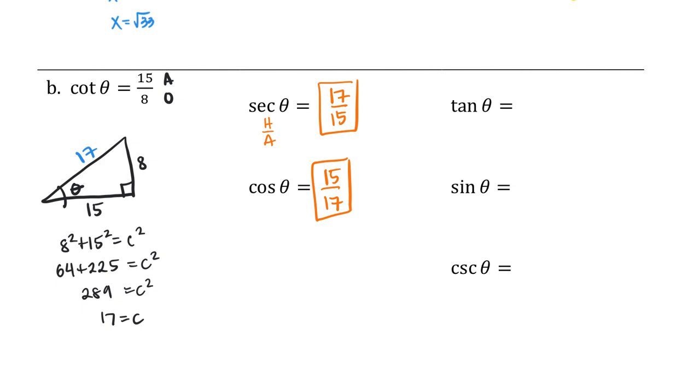Okay, what's tangent? Tangent is TOA, opposite over adjacent, or I could take my cotangent and flip it. So I get 8 over 15. Sine is opposite over hypotenuse, which is 8 over 17. And cosecant is the reciprocal of sine, and since sine is 8 over 17, cosecant is 17 over 8.